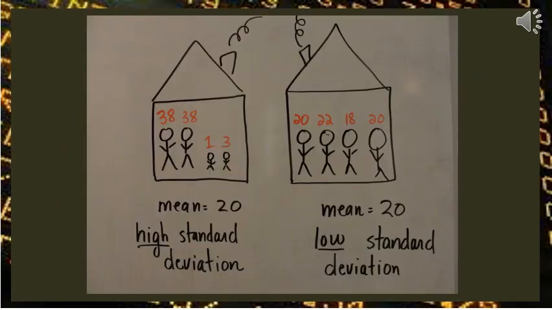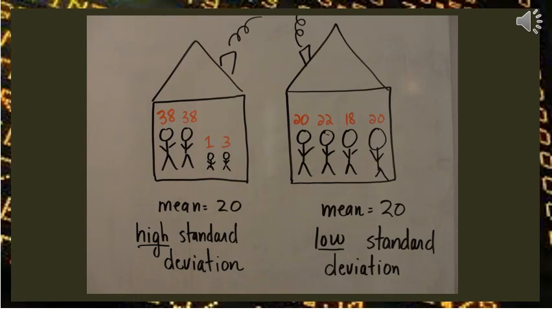This is another example. Suppose that in my street, I have two houses. The first house is occupied by two parents and two little children. The parents are 38 years old, both of them. And one child is 1 year old, one child is 3 years old. The average age in this house, the mean, is 20 years old. But all members of the family are way above the mean or way below the mean. They're far from the mean. So there is a high standard deviation in this house.